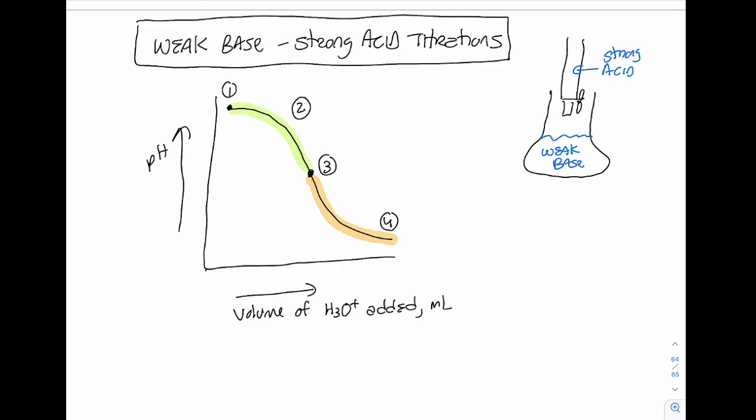So 3 is my equivalence point, right? My moles, or millimoles, the way that we're going to do it, of my weak base are going to be equal to my moles of my acid. And then again, because it's a weak base, strong acid neutralization reaction, right? At that equivalence point, the salt that I'm producing is actually going to be acidic. So my pH is actually going to be less than 7 at that equivalence point.